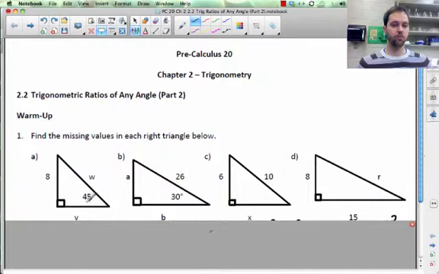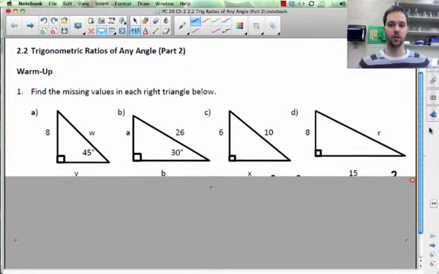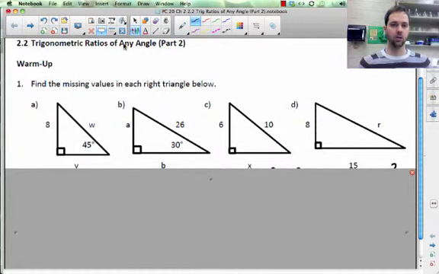Just pay attention to the fact that here you can use the 45, 45, 90 properties, and here you can use the 30, 60, 90 properties rather than wasting your time with the Pythagorean theorem. For C and D, you will have to use Pythagorean theorem. When you unpause the video, the worked solutions will be up for you, and you can check your work. So go ahead and hit pause now.